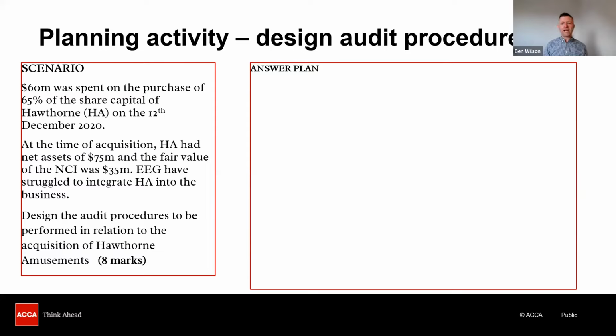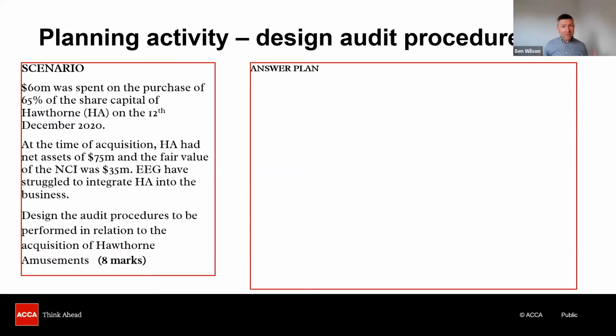Okay, first question for you. How many audit procedures do we need in our answer plan? Excellent. Loads of people are typing 8. Spot on. In the AAA exam, it's generally 1 mark per well-explained point, isn't it? So for an 8-mark question, we're looking at 8 separate points, well explained.